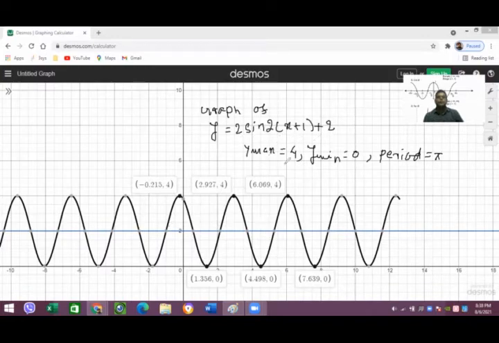You can see that the maximum point is 4 and the minimum point is 0. And this is the line y equals 2, about which the graph shows the same property that it shows about the line y equals 0, that is the x-axis.